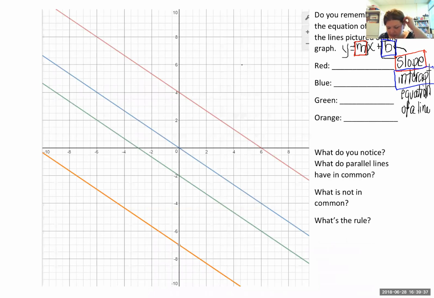Well, both of those things are easy enough to take off of a graph. So let's look at our first line, the red line. I want to look at its y-intercept first, its b. So let's bust out the color red. Okay, so we're looking at the red line, and the first thing I want to look at is its y-intercept, or b. Now remember what the definition of a y-intercept is.